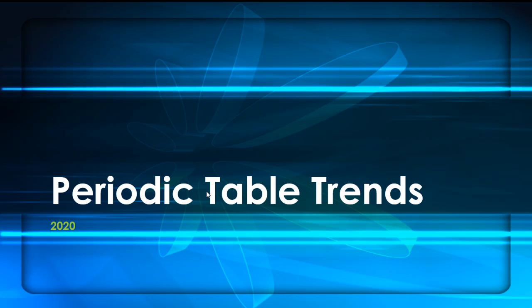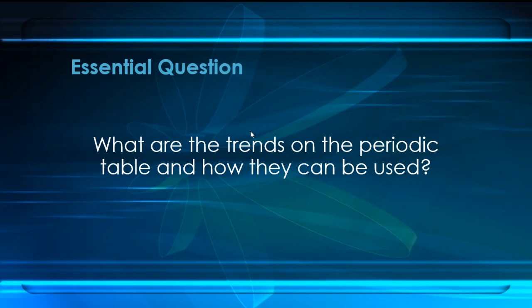All right, periodic table trends. We've talked a little bit about periodic table trends, but we're going to talk about a little bit more here today. We're going to see what else we can learn about an element based on where it is on the periodic table. The essential question for these notes is: what are the trends on the periodic table and how can they be used?